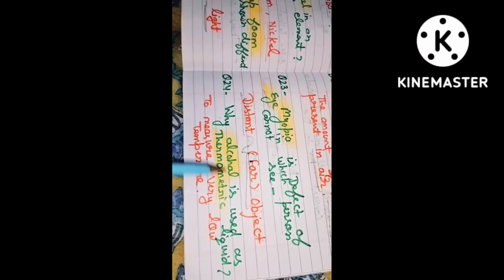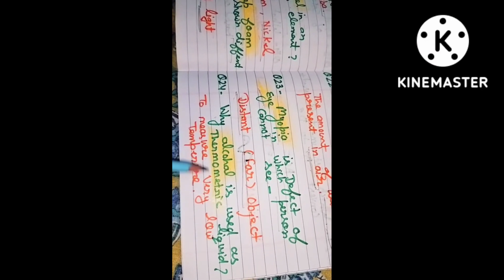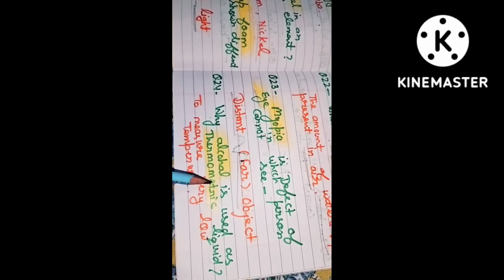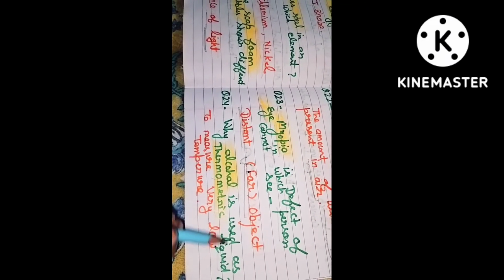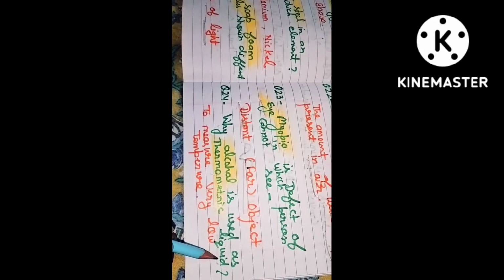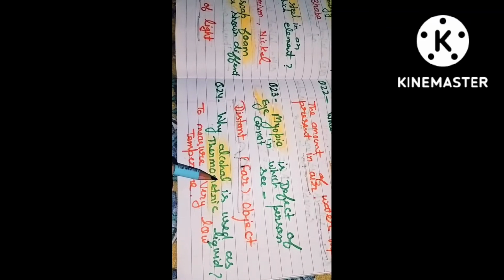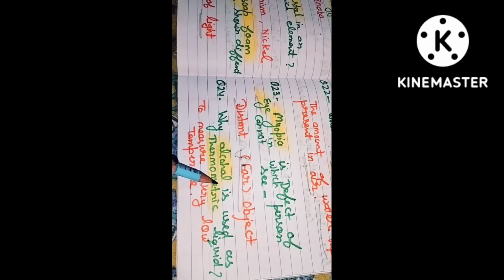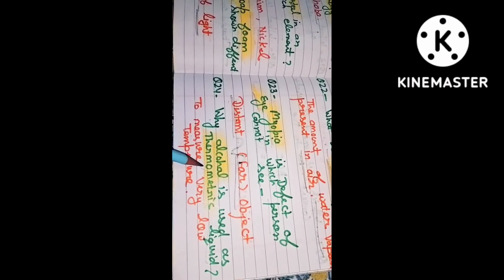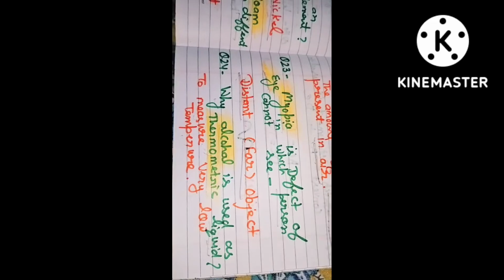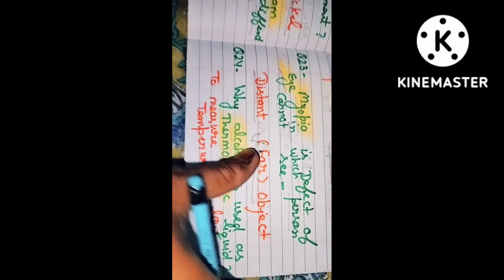Next, why is alcohol used as a thermometric liquid? We know a thermometer uses mercury, but alcohol is used as a thermometric liquid to measure very low temperatures, because alcohol has a very low freezing point.